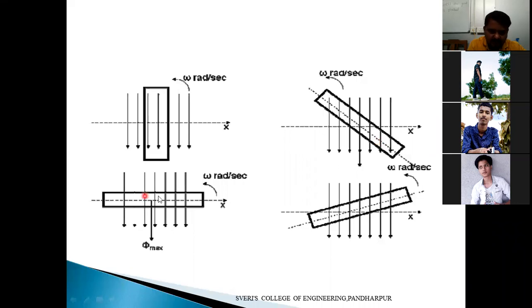Next, for 90 degree, what will happen? It is vertical to the flux lines here now. So all the flux will get linked with this single turn coil. So the maximum, phi max, we are going to consider. Maximum flux will be linked to this coil. So EMF induced in this coil will become maximum here. Next, what will happen?